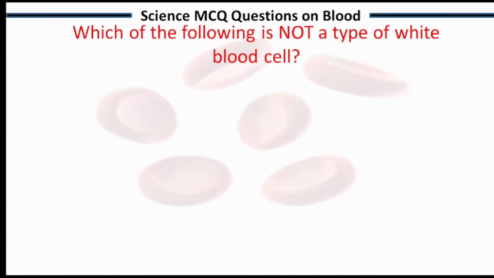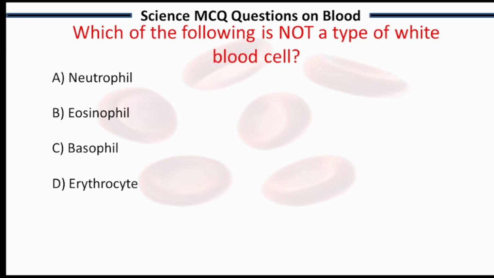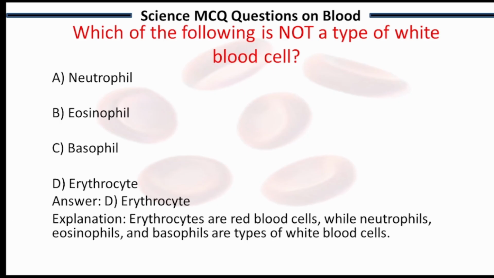Which of the following is not a type of white blood cell? A. Neutrophil, B. Eosinophil, C. Basophil, D. Erythrocyte. Right answer is erythrocyte. Erythrocytes are red blood cells, while neutrophils, eosinophils, and basophils are types of white blood cells.